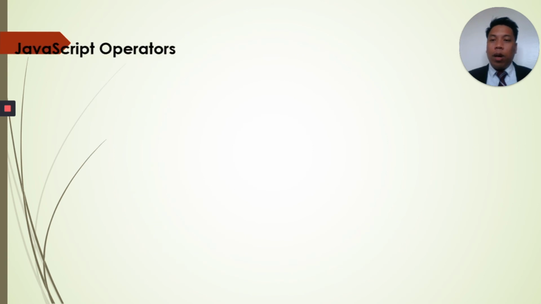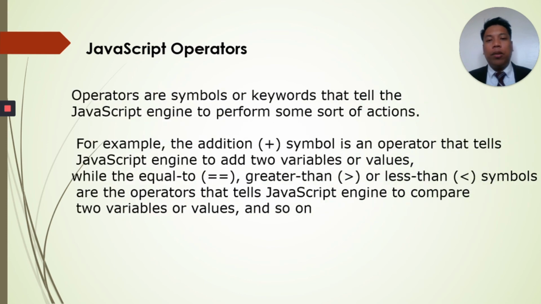Okay, let's move on with the different JavaScript operators. We have different categories of operators in JavaScript. These are symbols or keywords that tell the JavaScript engine to perform some sort of action. Example, the addition or the plus sign is an operator that tells the JavaScript engine to add two variables or values, while the equal to, the greater than symbol, or the less than symbol, these are the operators that tell the JavaScript engine to compare two variables or values, and so on.